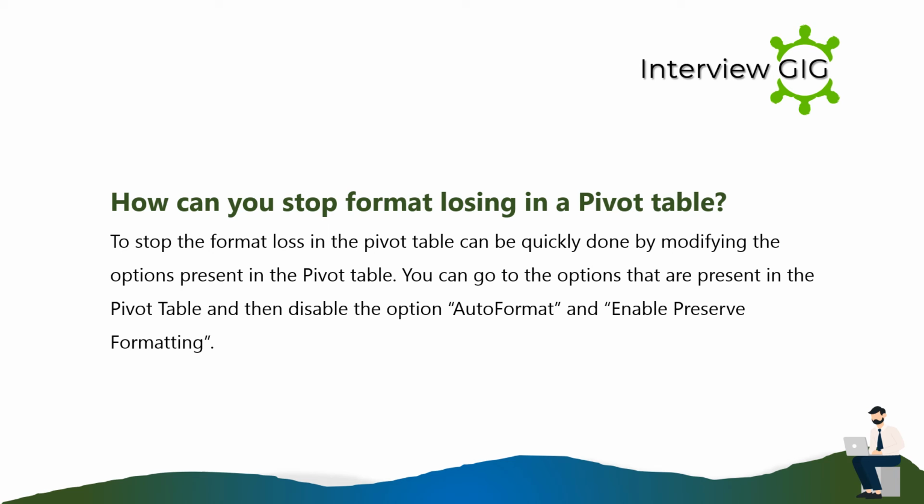How can you stop format loss in a pivot table? To stop the format loss in the pivot table can be quickly done by modifying the options present in the pivot table. You can go to the options that are present in the pivot table and then disable the option Auto Format and enable Preserve Formatting.